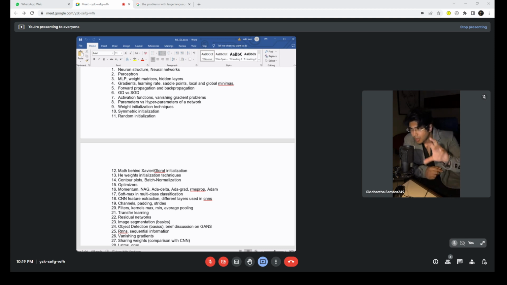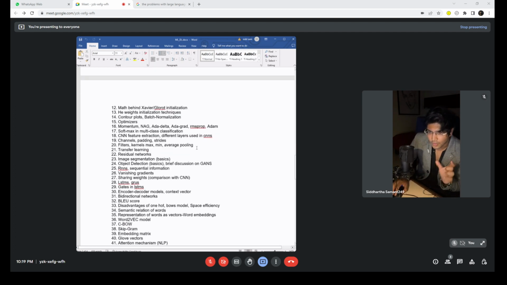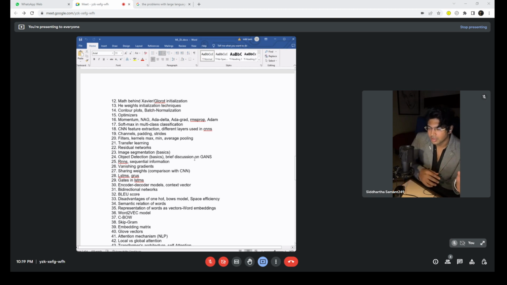So whenever you're talking about CNN, it's very easy to make projects now. And the code part is never difficult, but in interviews, these are like one-liner questions. They're very common. What is a filter? What is a kernel? What is max and min pooling? And all that stuff. Once you're done with that, you will take up the topic of transfer learning, residual connections, residual networks, image segmentation.